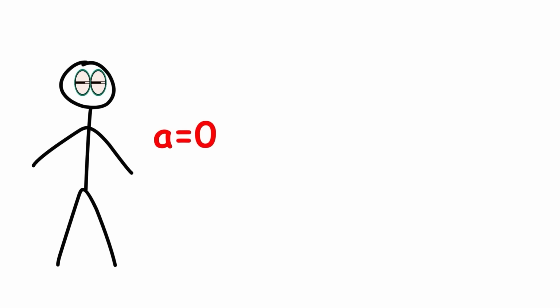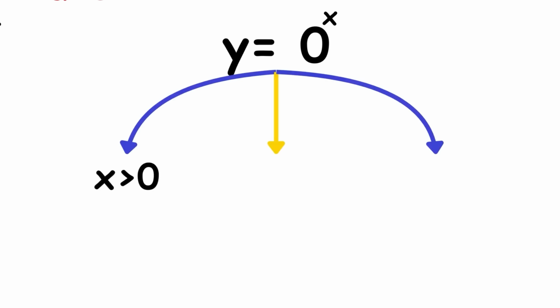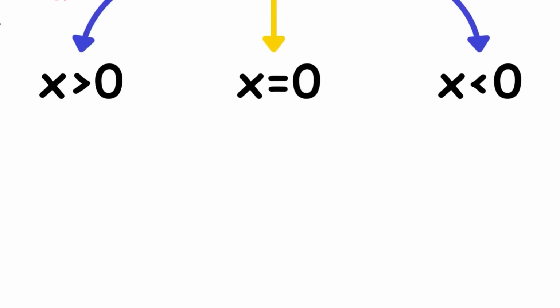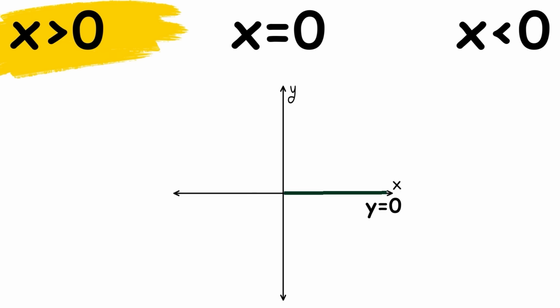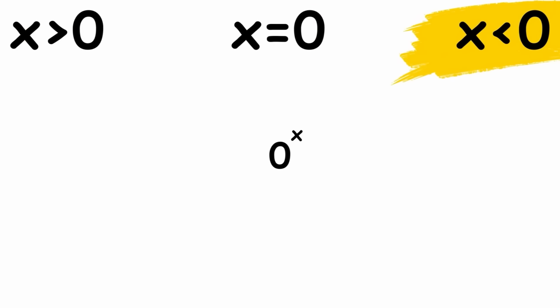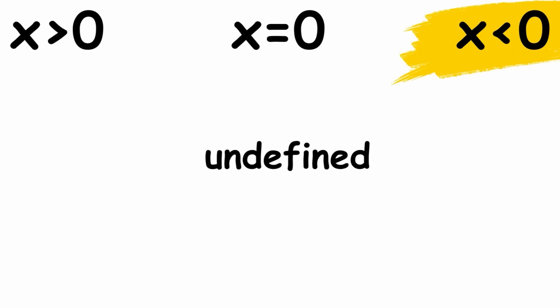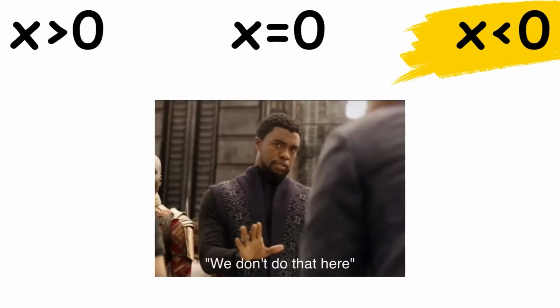You can also plug in a equals 0 to get y equals 0 to the power of x. This can be broken up into 3 parts: x greater than 0, x equal to 0, and x less than 0. For x greater than 0, the value of 0 to the power of x is just 0, meaning the graph for positive x is the same as y equals 0. For x less than 0, the expression 0 to the power of x is actually undefined. You can't raise 0 to a negative power. Thus, the graph actually doesn't exist for negative x.